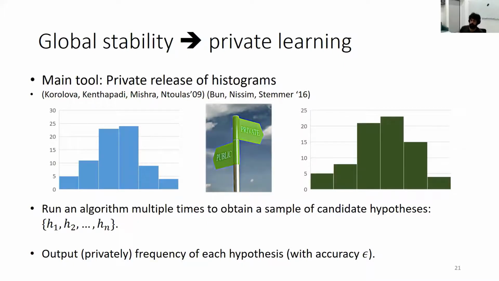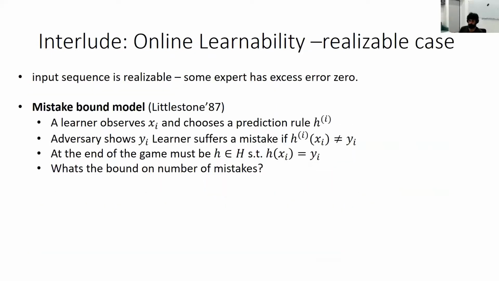Because one hypothesis has large frequency, we know that the output will include one hypothesis with high frequency. And because the algorithm is learning, we also know that any hypothesis with high frequency has to be good, because a learning algorithm doesn't output bad hypotheses too much. So now you can take this private list and output any hypothesis in it with large frequency, and you know that it's going to be good.